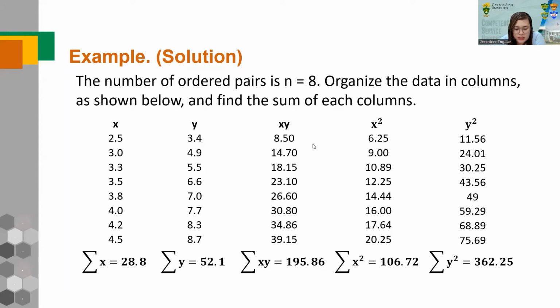Summation is just the total. Total na nato, that's 28.8. I-total na nato, that is 52.1. Total na nato, that is 195.86, and so on.